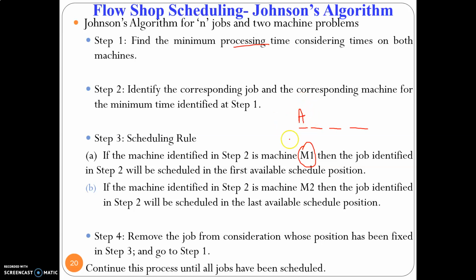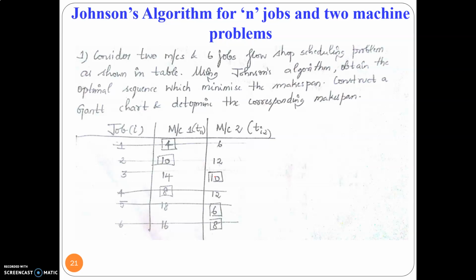For example, at the start of the sequence, I am assigning job A. If the minimum processing time corresponds to machine 2, then assign that job to the last available position in the sequence. Once you complete the assignment operation, you delete that particular job. Continue this process till all the jobs are scheduled. We'll see in detail with an example, then it will be more clear.